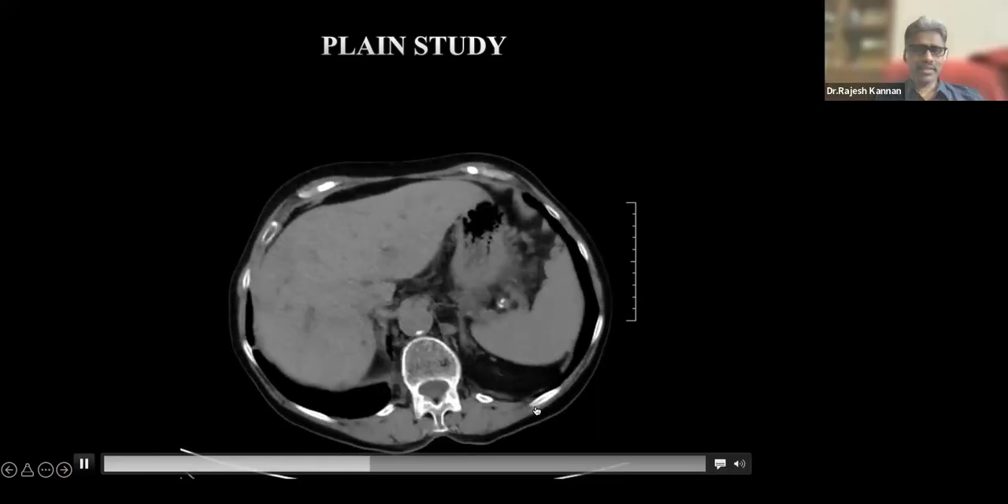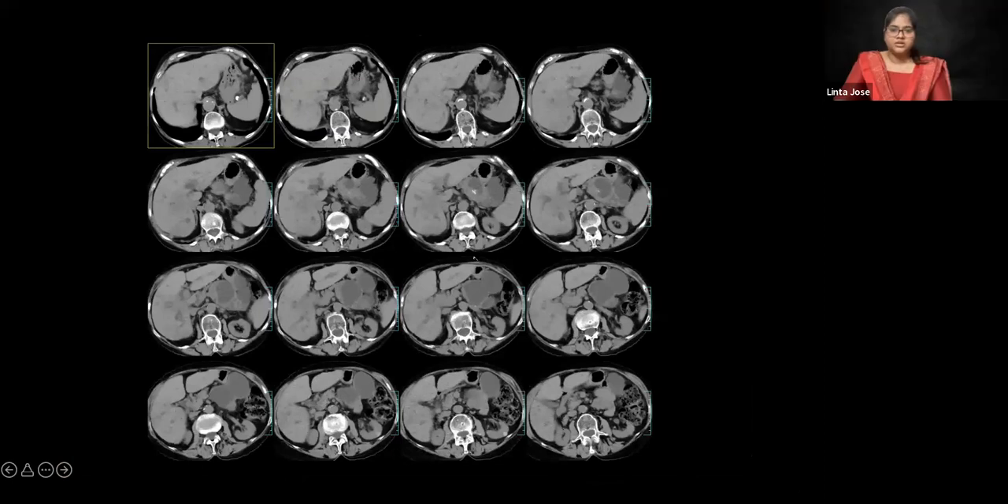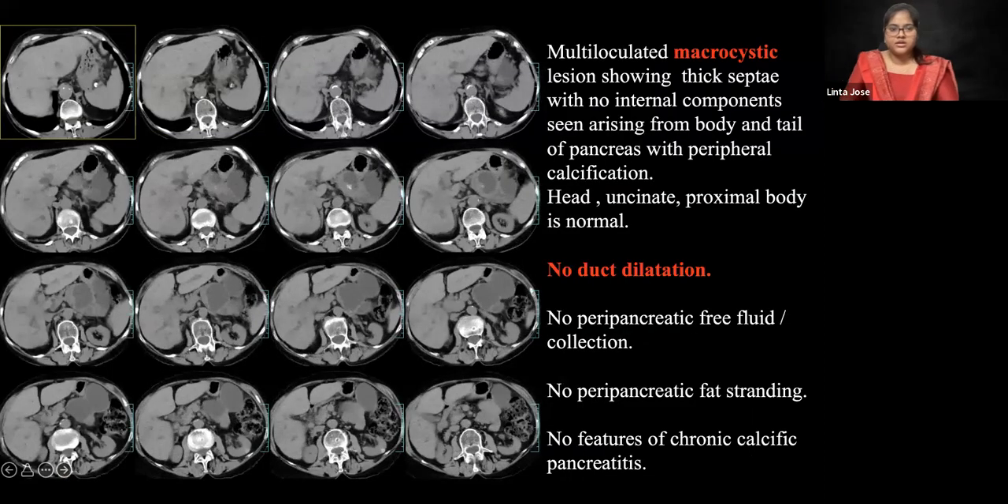This again is the plain scan. Go to next. Okay. So these are the multiple images acquired. Whatever I told in the prior video slide, I just highlighted a few to show there was no ductal dilatation or standing collection or features of chronic pancreatitis.